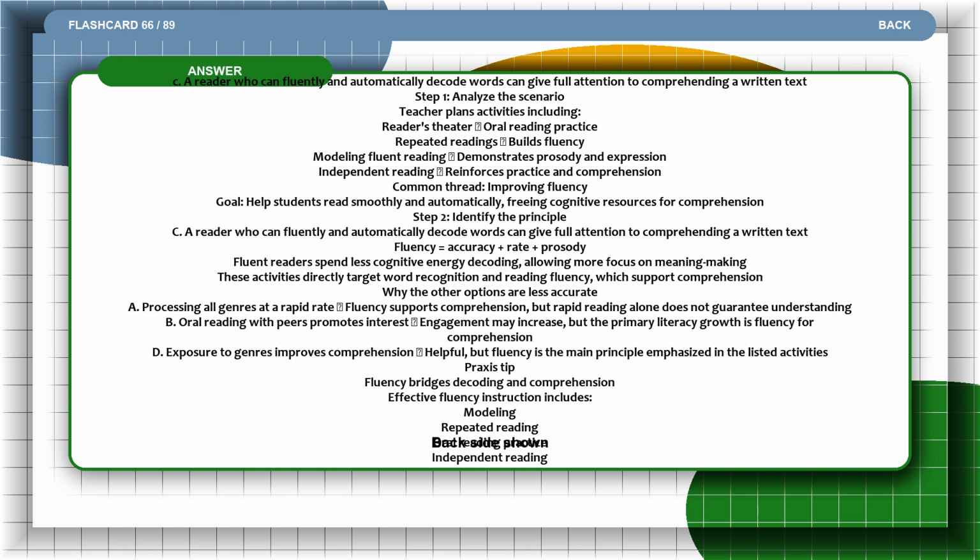B. Oral reading with peers promotes interest. Right arrow engagement may increase, but the primary literacy growth is fluency for comprehension. D. Exposure to genres improves comprehension. Right arrow helpful, but fluency is the main principle emphasized in the listed activities. Praxis tip: fluency bridges decoding and comprehension. Effective fluency instruction includes modeling, repeated reading, oral reading practice, independent reading.